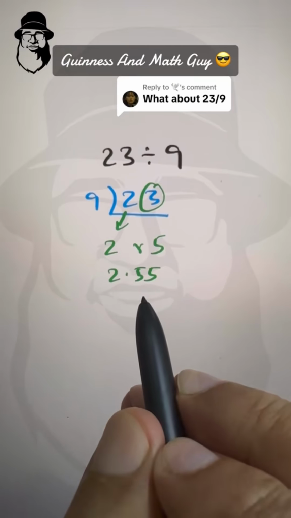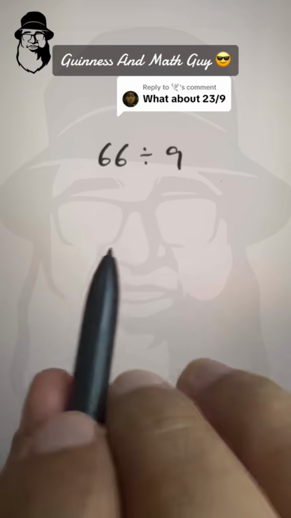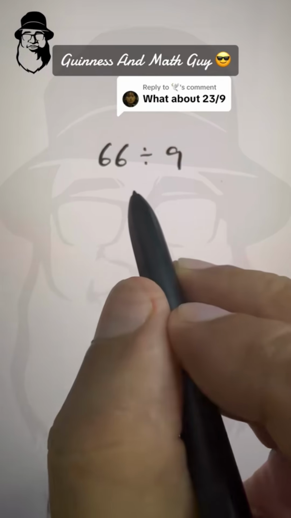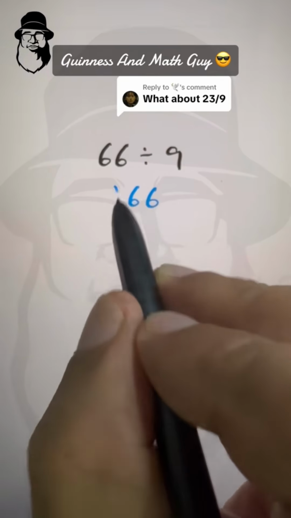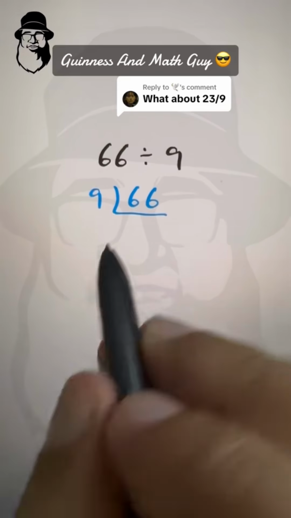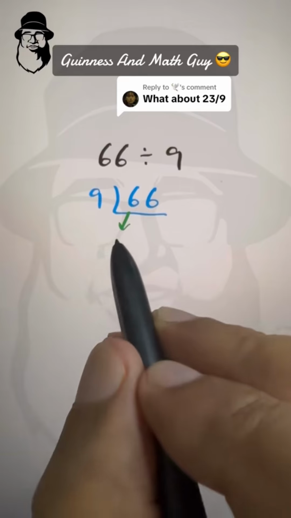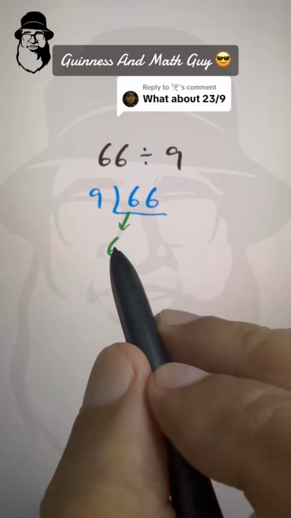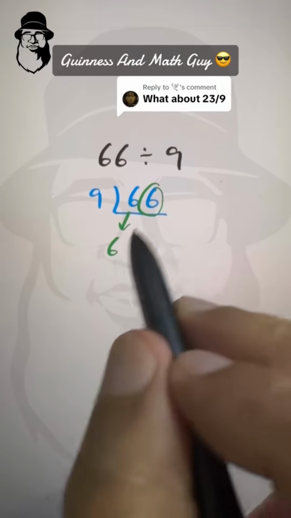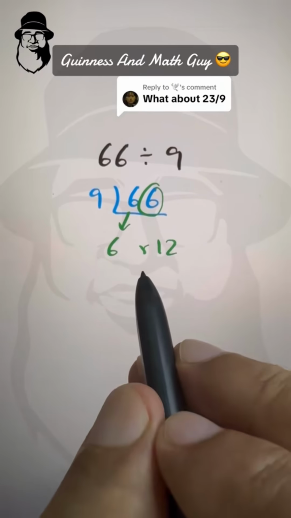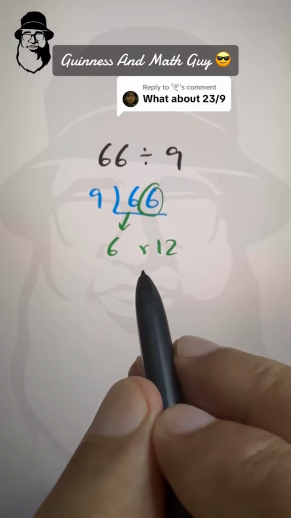That's the answer. Now sometimes we get a 2-digit answer when we add. Let's write 66 like this and divide like this. Divide by 9. Now bring down this 6. Here we have the first part of the answer, 6. But when we add 6 and this 6, 6 plus 6 is 12. So the remainder is 12. But the remainder can never be equal to 9 or above 9.